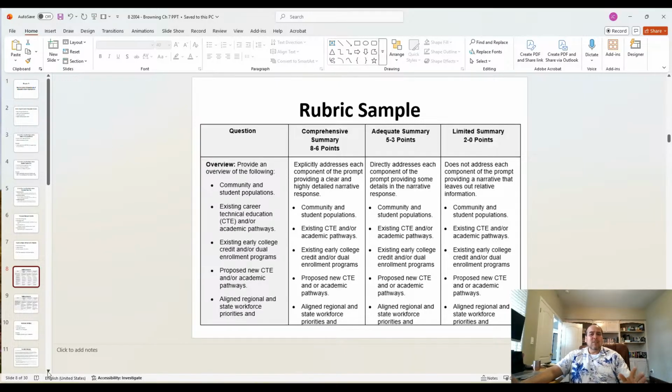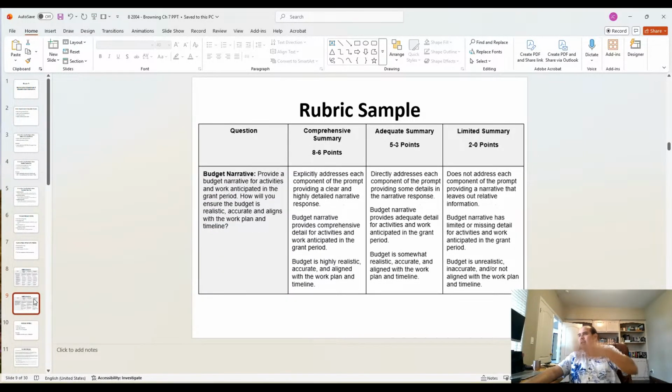Make it really easy. Don't think about yourself as the writer. Think about the reader. How am I going to make it the easiest possible way for the reader to follow exactly what I wrote, to follow it in the order that I wrote it, to be able to get the most possible points? Okay. Here's another example of a budget rubric, right?